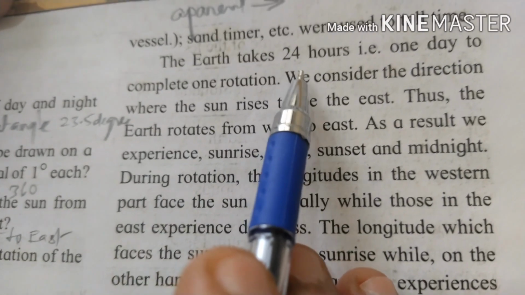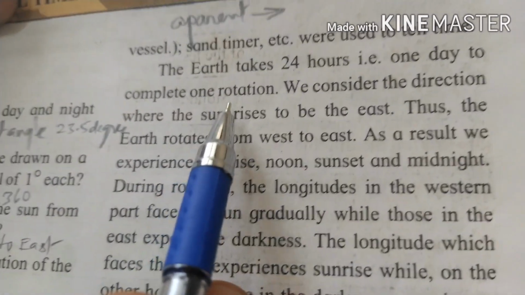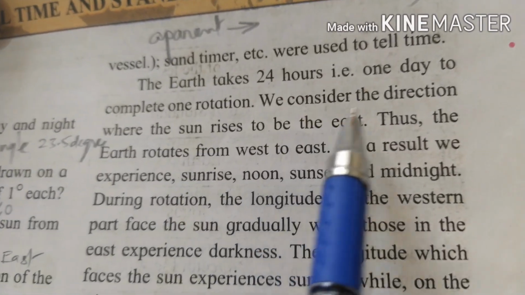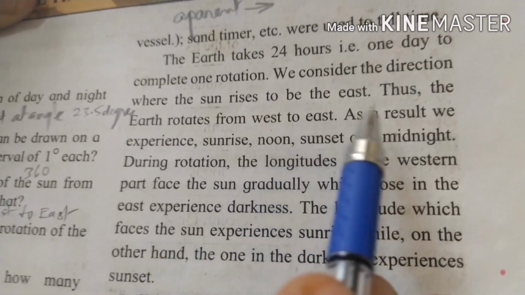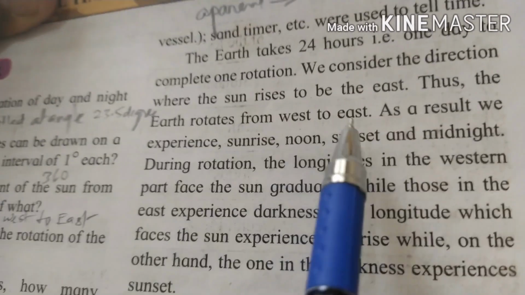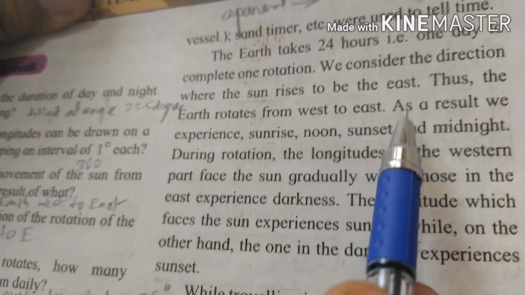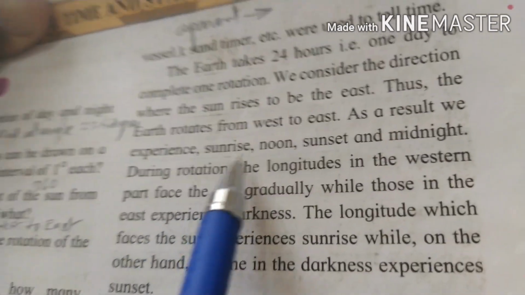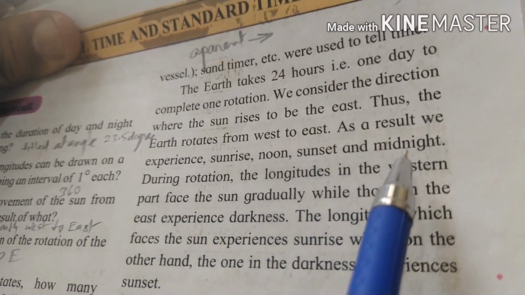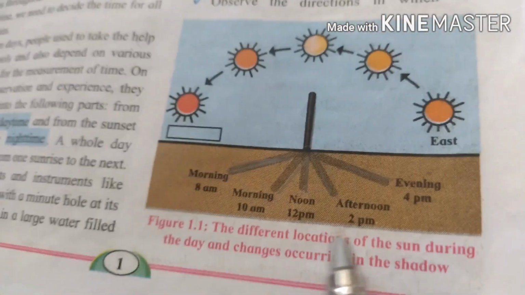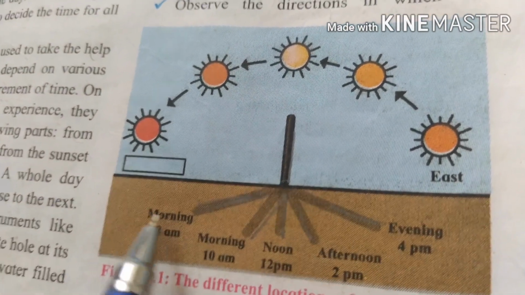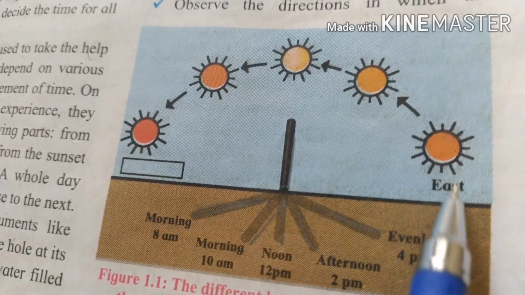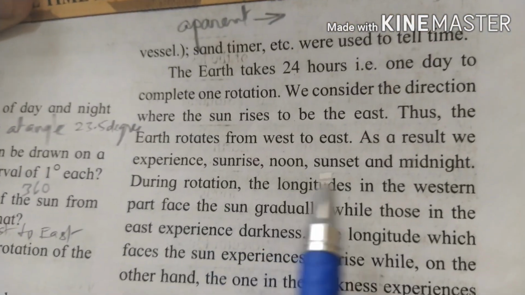Now the earth takes 24 hours, that is one day, to complete one rotation on its axis. We consider the direction where the sun rises as east. We know that the sun appears to move from east to west. Thus the earth rotates from west to east, in the opposite direction. As a result, we experience sunrise, noon, sunset and midnight. You see it is given here: noon, where the sun is in the center, then the morning, then the evening. So as a result we experience sunrise, noon, sunset and midnight.